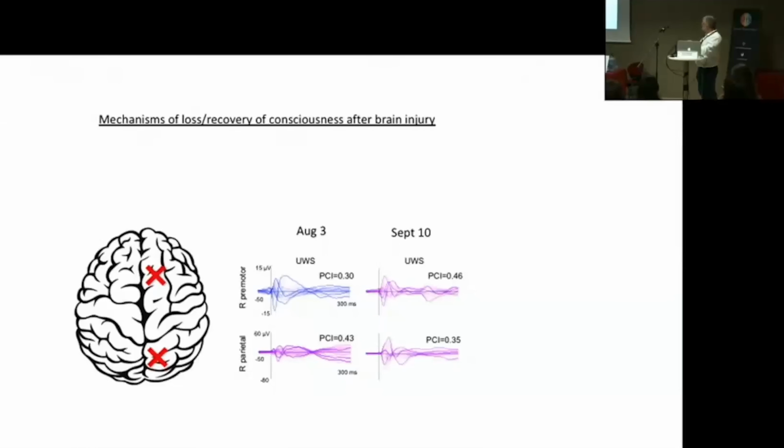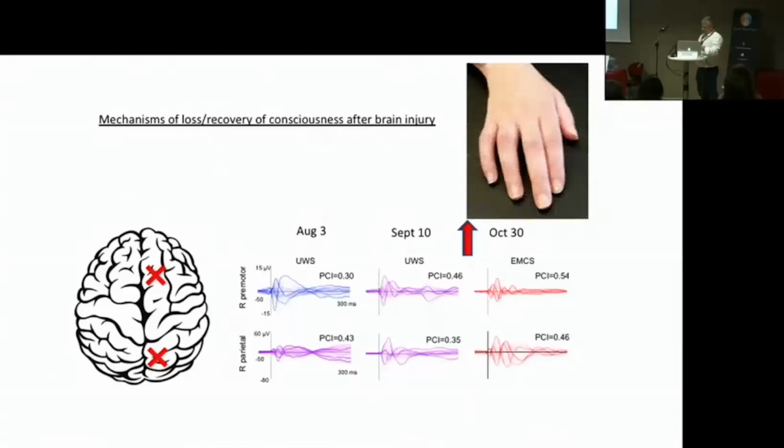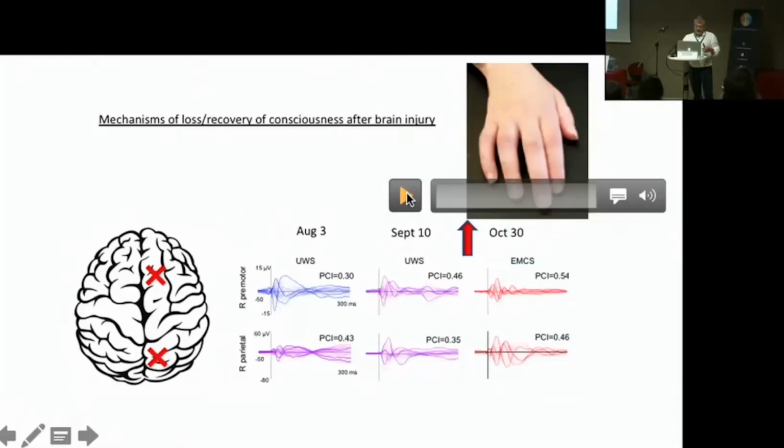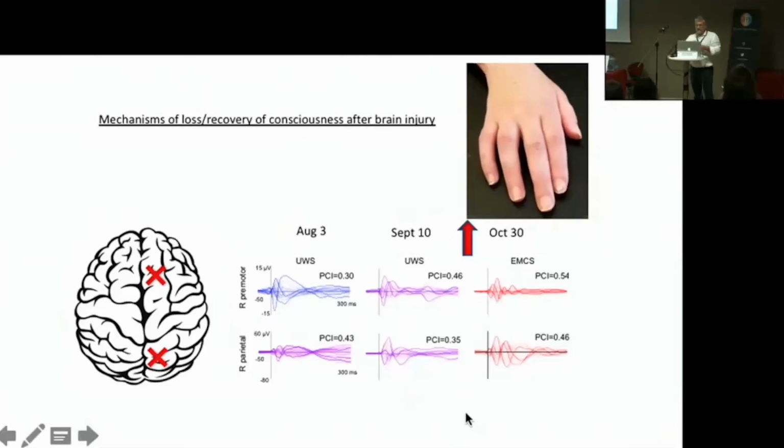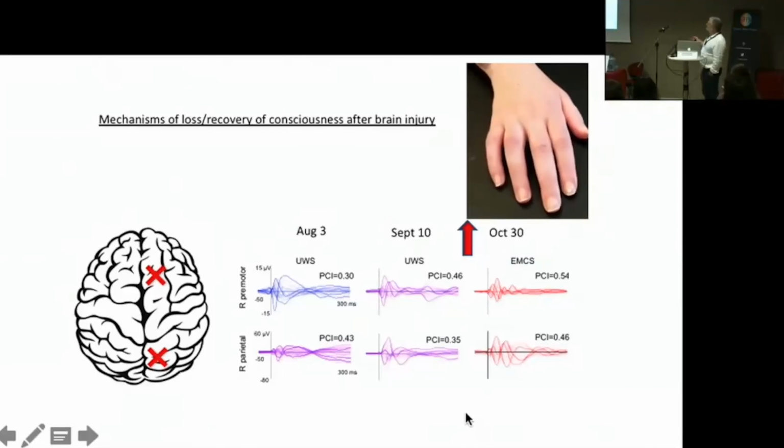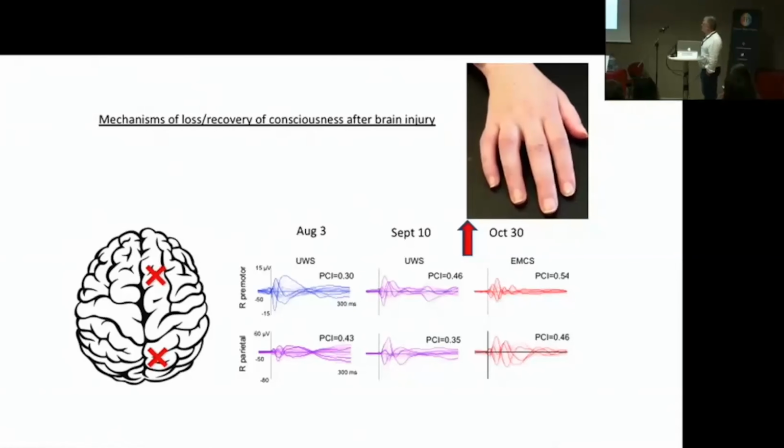Then the patient was still in a vegetative state, but both areas were recovering complexity. And finally, the patient, after 3 months, was recovering consciousness. But in a way, PCI was able to detect the capacity for consciousness that was unexpressed in those days and was finally expressed. This is the patient in this day, and is clearly able to follow commands.